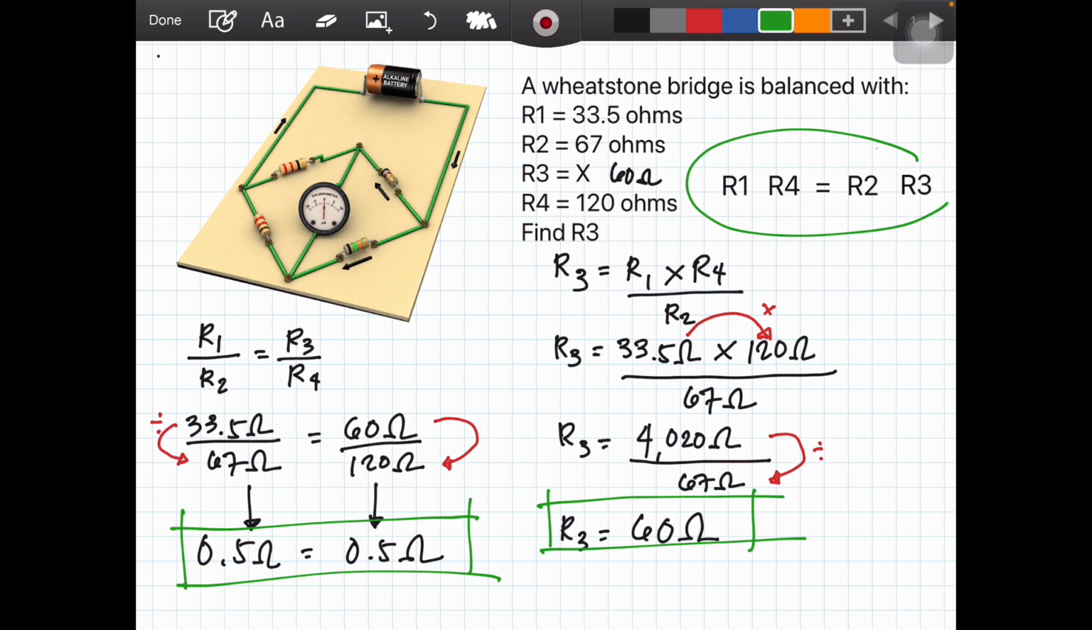Okay, they're balanced. For the next video, please watch my next video about a typical marina style exam computation about the Wheatstone Bridge. So the computation is very easy, right? Until the next video.